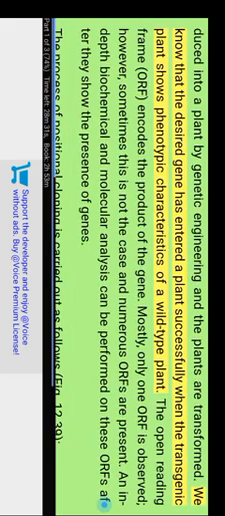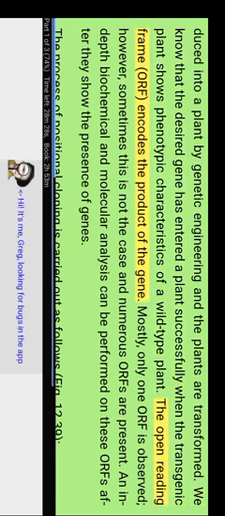We know that the desired gene has entered a plant successfully when the transgenic plant shows the phenotypic characteristics of the wild-type plant. The open reading frame, or ORF, encodes the product of the gene. Mostly, only one ORF is observed. However, sometimes this is not the case and numerous ORFs are present. An in-depth biochemical and molecular analysis can be performed on these ORFs to show the presence of genes.